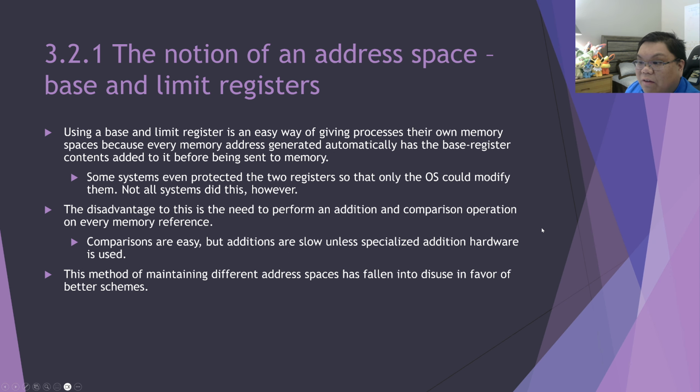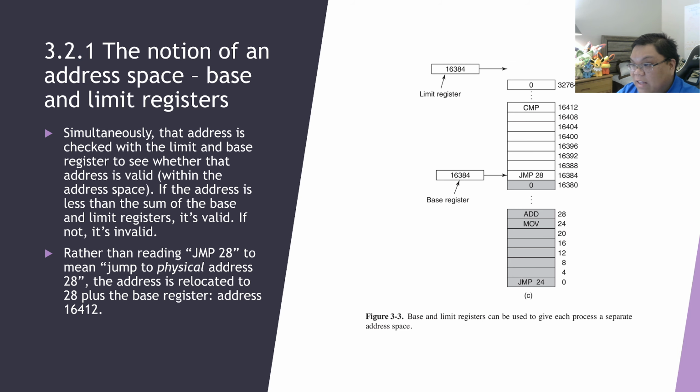And this is an easy way of giving processes their own memory spaces because every memory address is generated automatically, and has the base register contents added to it before being sent to memory. Some systems even protected the two registers so that only the OS could modify them, but not all such systems did. We need to do two operations, the addition operation and the comparison operation. Those are two extra operations we need to do every time we access memory.